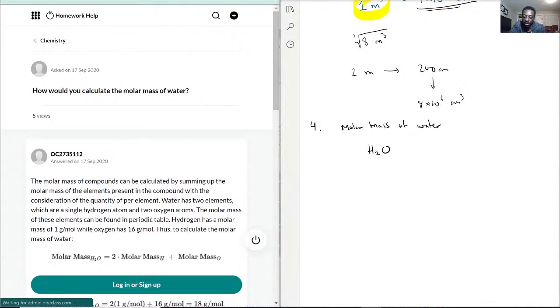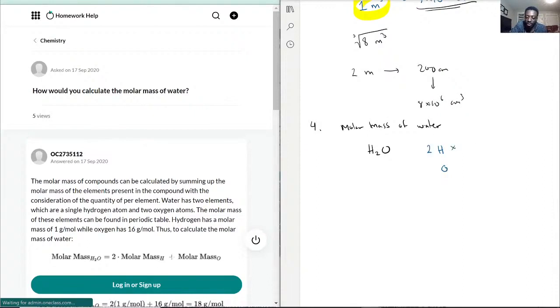But in order to now find the molar mass, you need to find the molar mass of each of its constituents. So first we need to find out how many things there are. So here we have an H and an O, okay? And how many H's do we have? According to this, we have 2 H's.